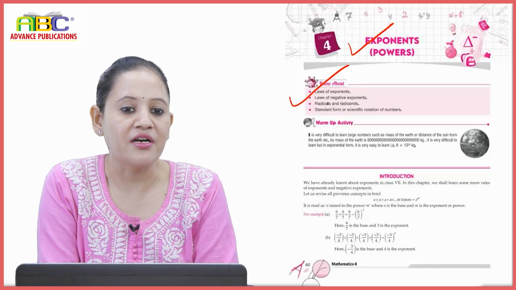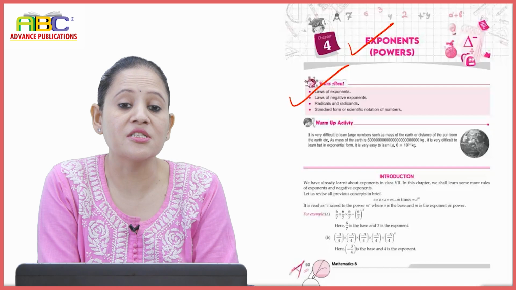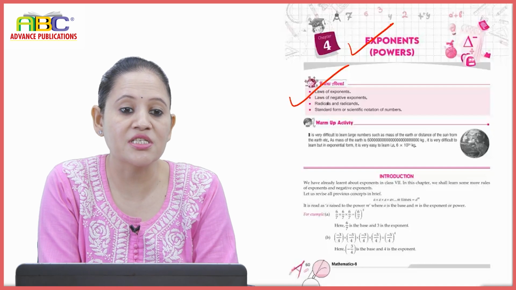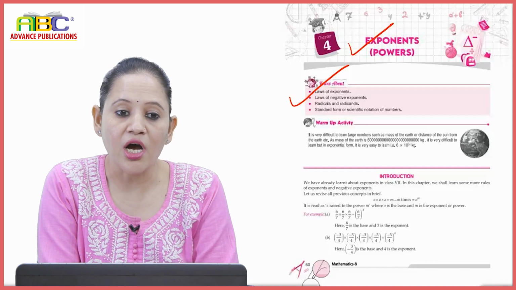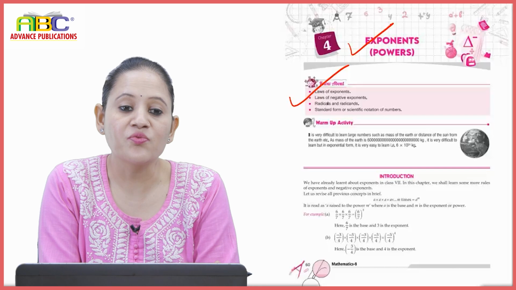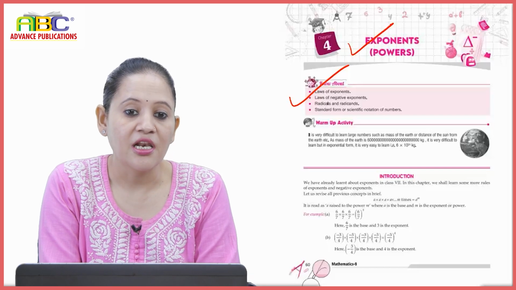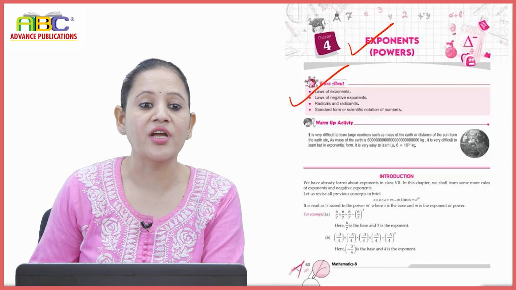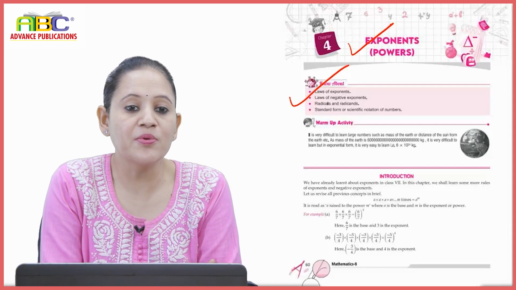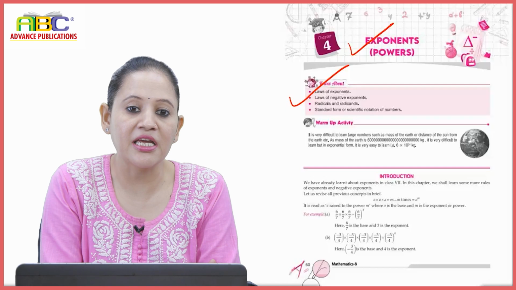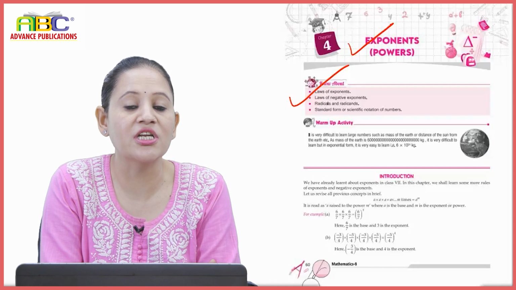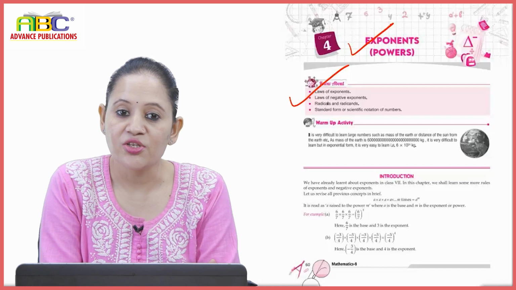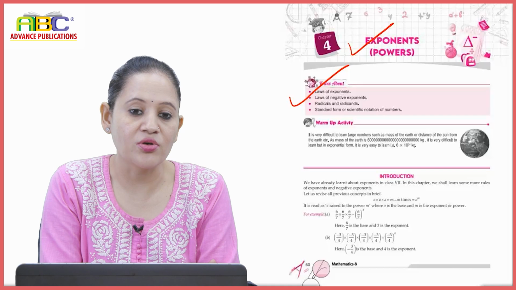It is very difficult to learn large numbers such as the mass of the earth or the distance of the sun from the earth. So if a number is very big, then it's very difficult to learn that. Like the mass of earth is given here in kg, it is very difficult to learn. But in exponential form, it is easy to learn. So if we write it in exponential form, we'll write it as 6 into 10 to the power 24 kg. So it would become very easy to learn.